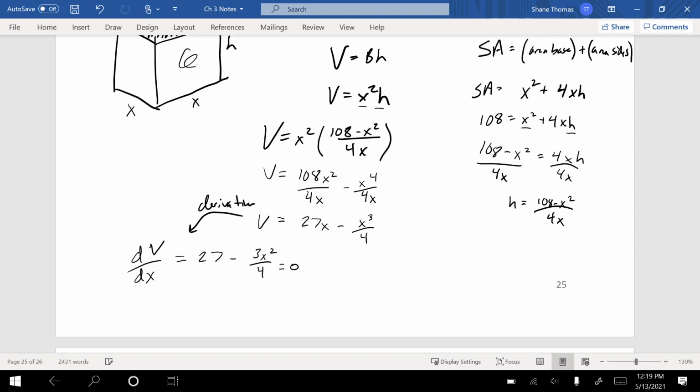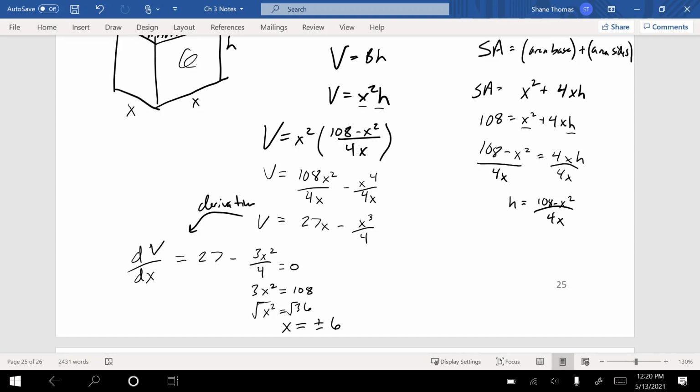0. Take the 27 over, and then I'm going to multiply by negative 4. So I have negative 27 times negative 4, 3x squared equals 108. Divide by 3, x squared is equal to 36. Square root of both sides. What's x equal to? Plus or minus 6, right? With me?